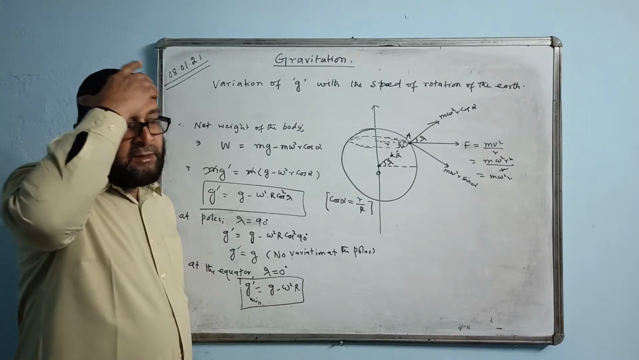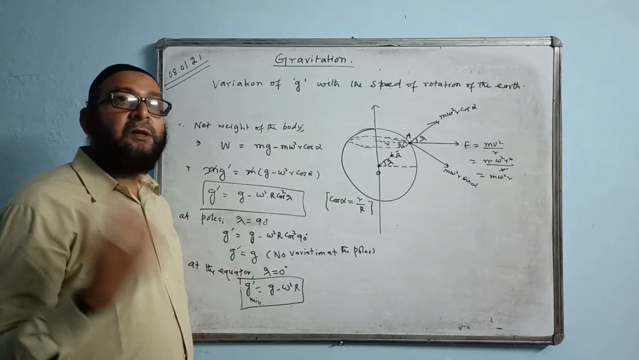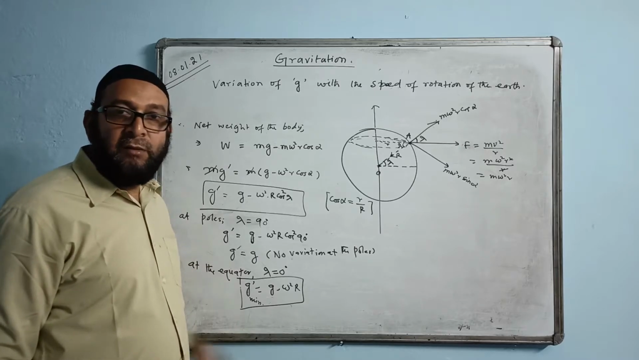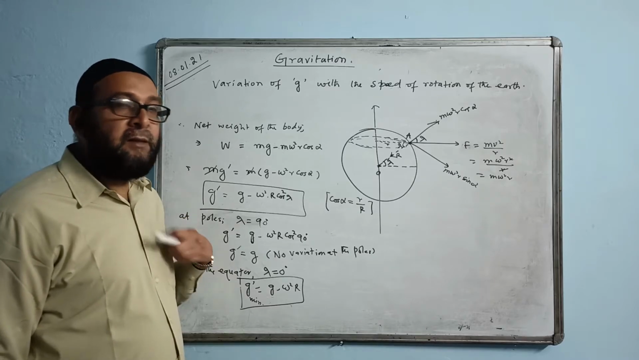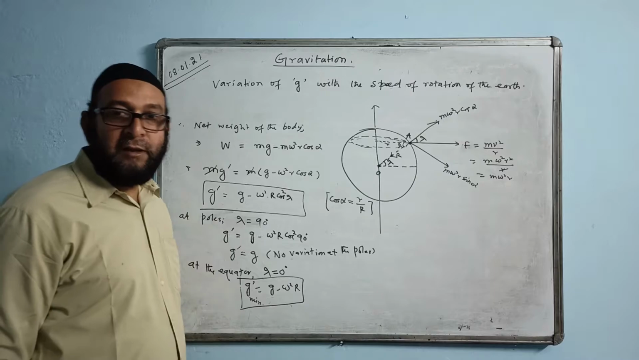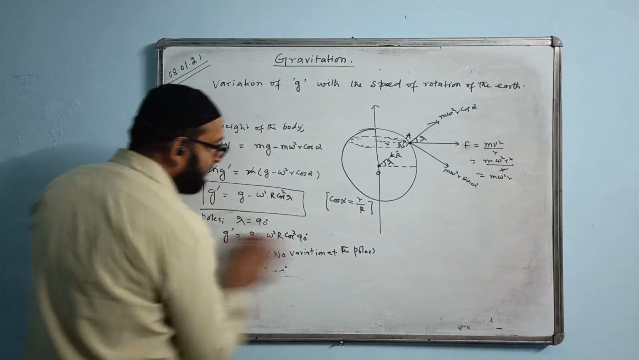So we write the answer like this: when the speed of rotation of the earth is increased, the value of g decreases, but except at the poles where it remains the same, where it does not vary. We must mention that. I think this topic is done.